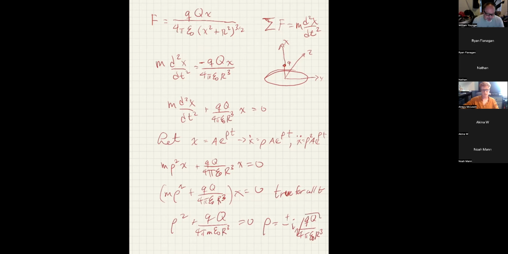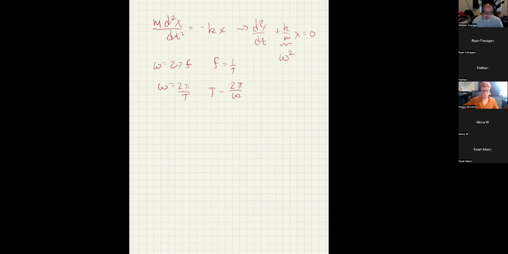So if you remember from your harmonic oscillator, it had m d2x over dt squared equals negative kx. And that gave us d2x over dt squared plus k over m x is equal to 0. And this became omega squared. That's the frequency that it oscillates with. But omega is equal to 2 pi times the frequency, and the frequency is 1 over the period. So omega is equal to 2 pi over the period, or T is equal to 2 pi over omega. So whatever goes in front of that x plays the role of omega squared.